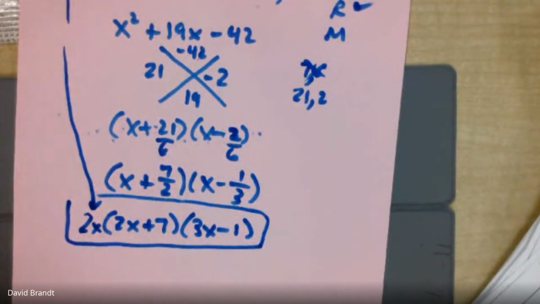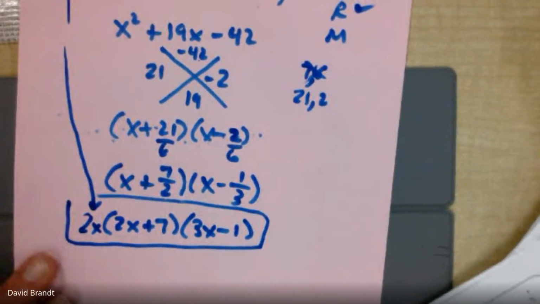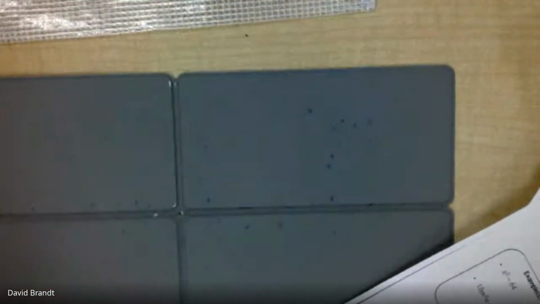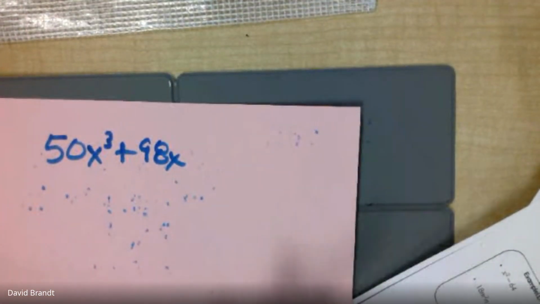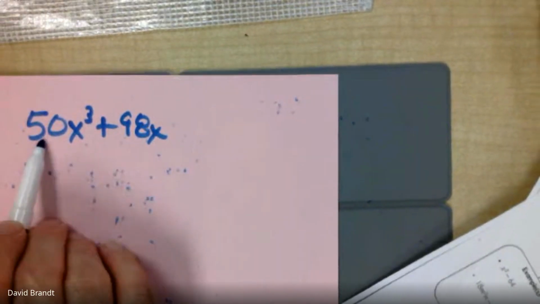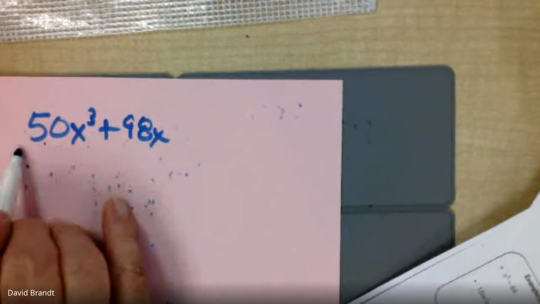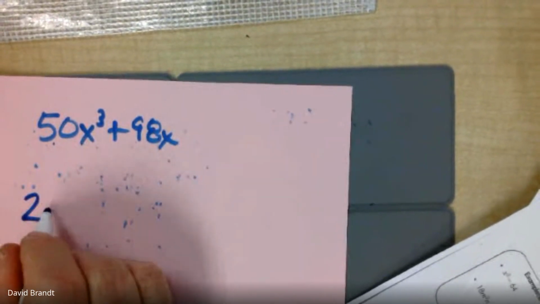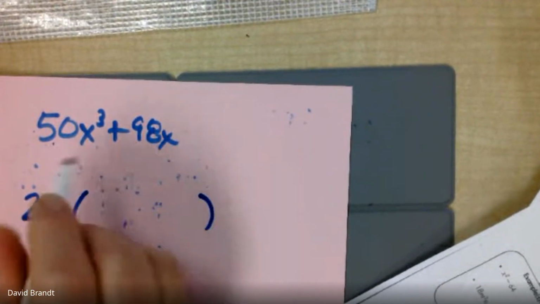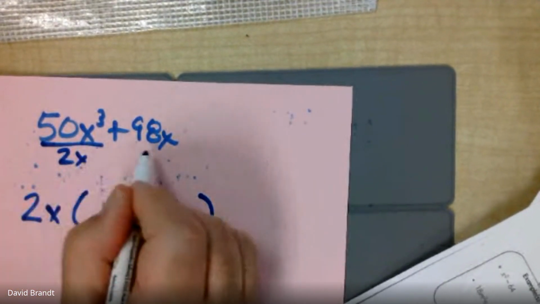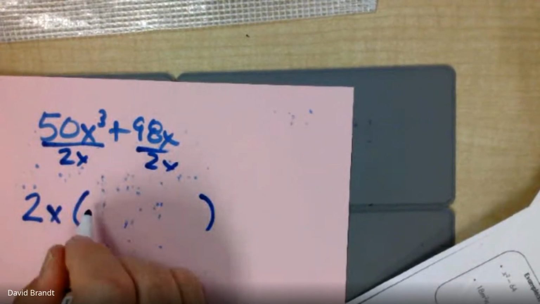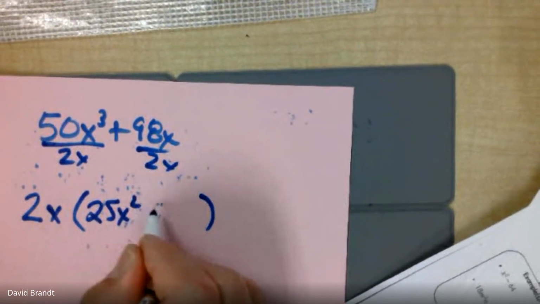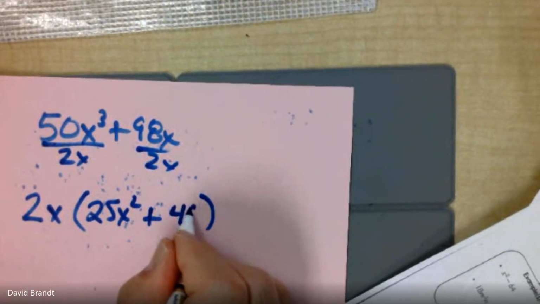Now, the last example we have to do, the very last one, it's kind of a trick question, all right? 50 and 98, what's the biggest number that goes into 50 and 98? It's a 2. That's x cubed, that's x to the 1. I can take out a 2x to the 1, so let's divide by 2x. You will get 25x squared plus 49.